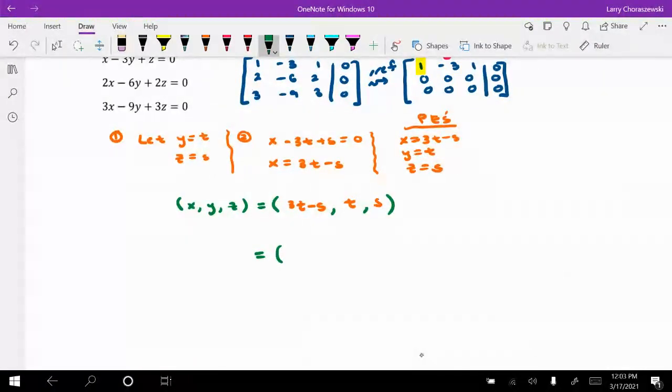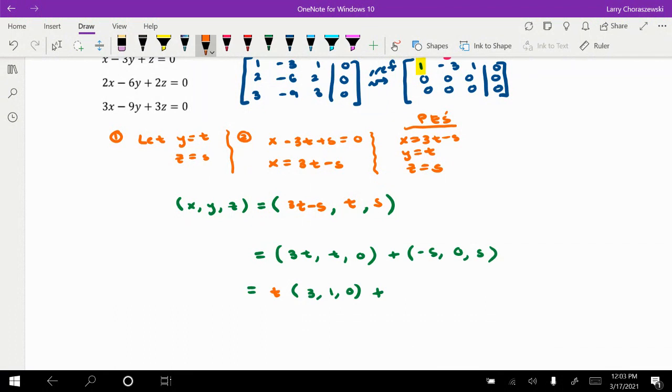The first vector, I'll base it on the parameter t: 3t, t, and 0, added to a vector based on the parameter s: negative s, 0, and s. I'm going to go a little bit further with this and factor out the parameters. Okay, I'll take a t out of the first vector, which leaves behind these components, 3, 1, and 0. And then I'll factor out the parameter s from the second vector, which leaves behind negative 1, 0, and 1.